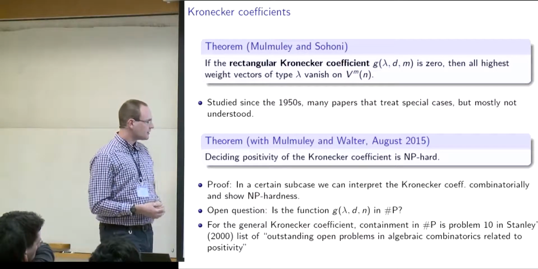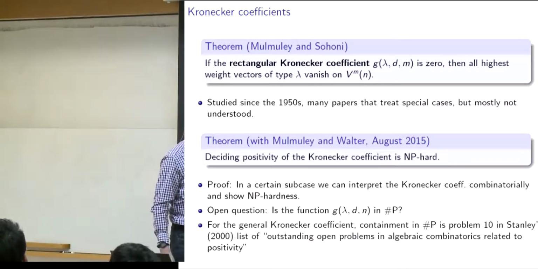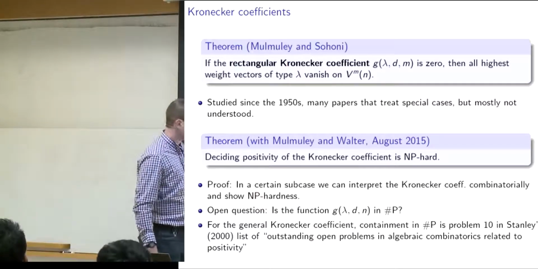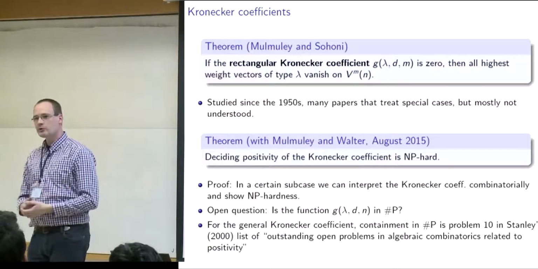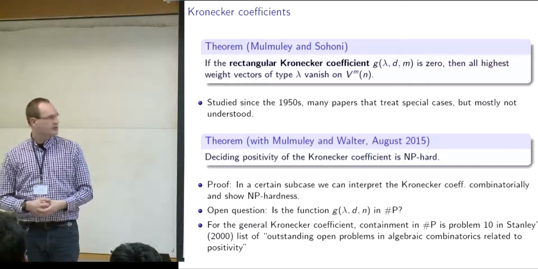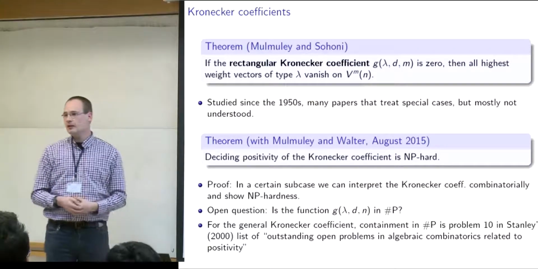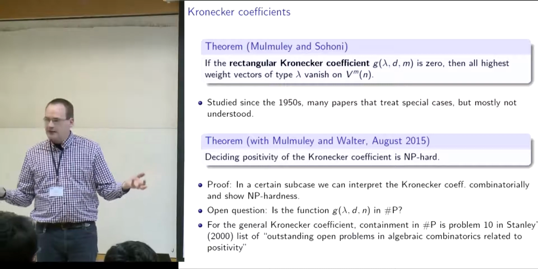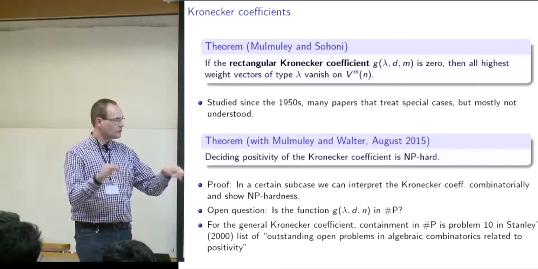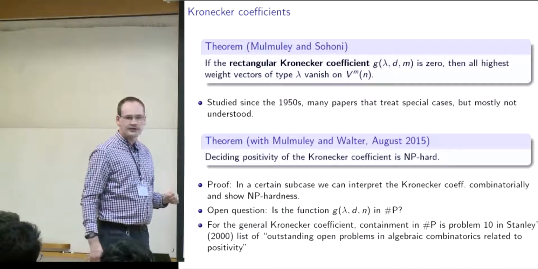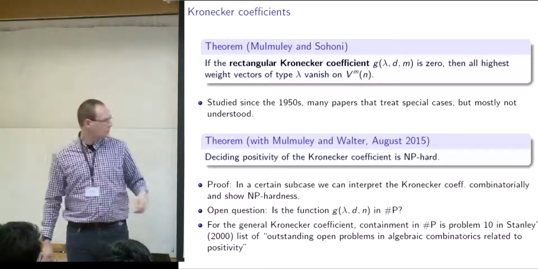This is the function that calculates the Kronecker coefficients. Say you got a lambda and a d and an n. Is this actually in sharp P? It's not known. It's a function that always spits out natural numbers, but it's not known if this is actually a sharp P function. It is in GapP. There are exponentially sized formulas that give you the result in the end. They have subtractions, that's the problem. It's a sharp P function minus another sharp P function.